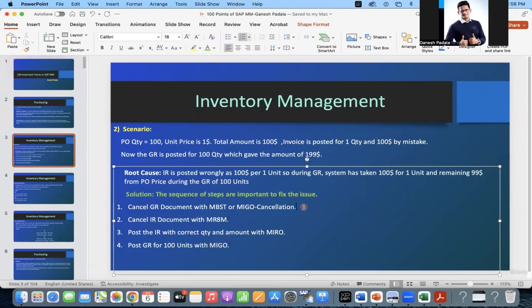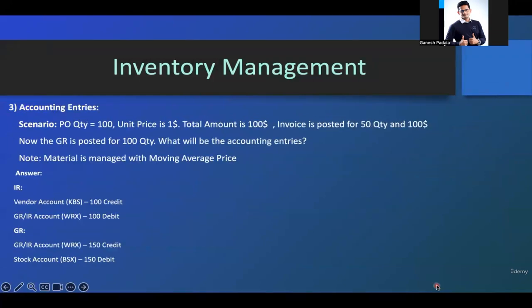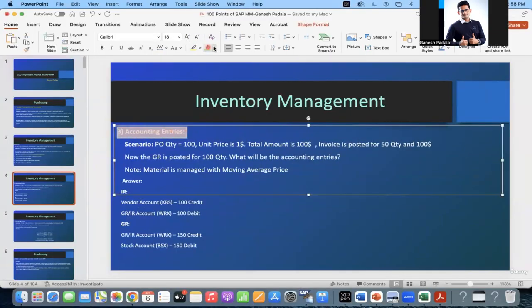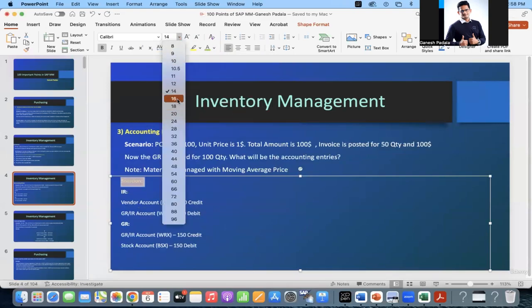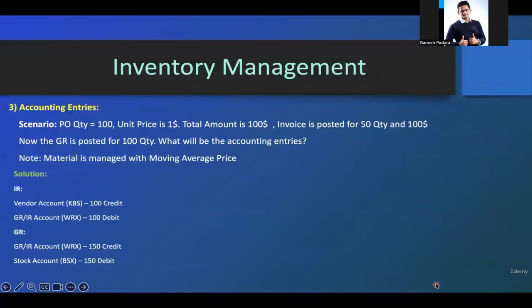Okay, so now let's go to the third one. The third one is about accounting entries. Like I mentioned, there are different issues we discussed in this course. A few are related to requirements, a few are issues, a few are interview questions. Different kinds of things we covered in these 100 points.